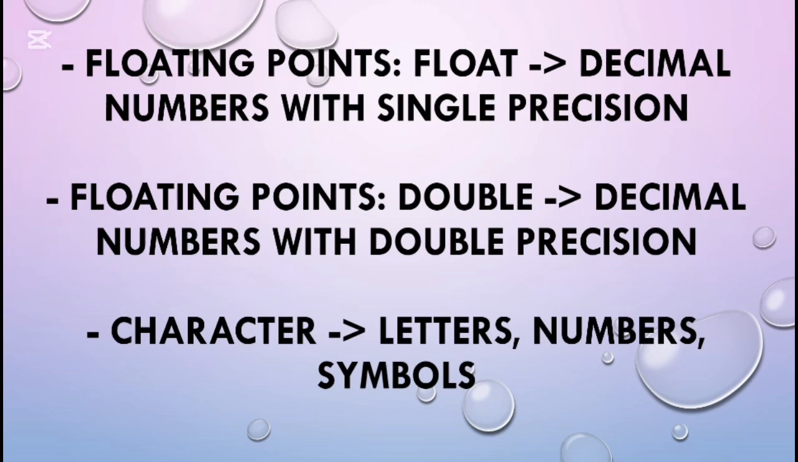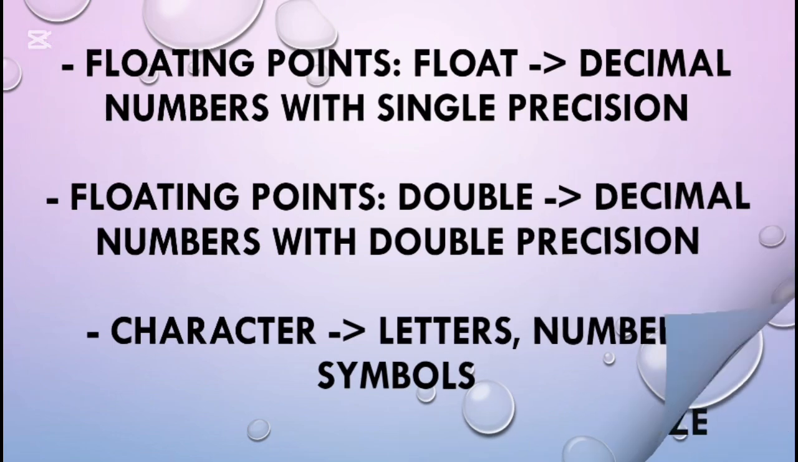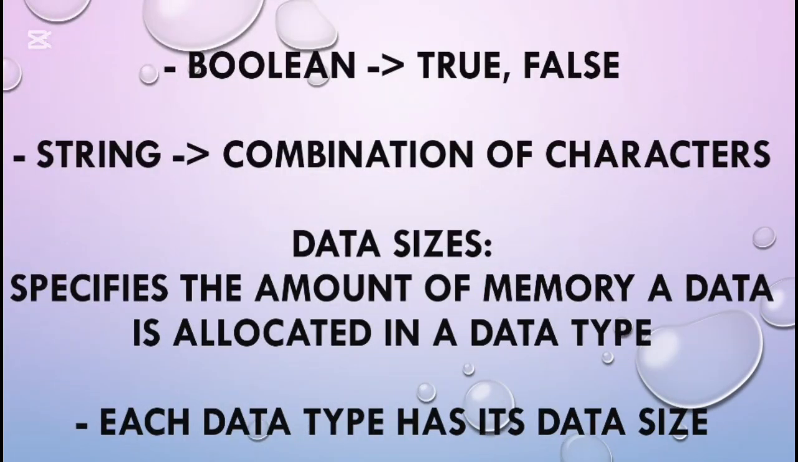We come to characters, which is a combination of letters, numbers, and symbols. With the floating point, the single precision is about the number of elements it goes up to, and similarly for the double. We come to the boolean, which is basically about true or false. Then the string, which is a combination of characters.